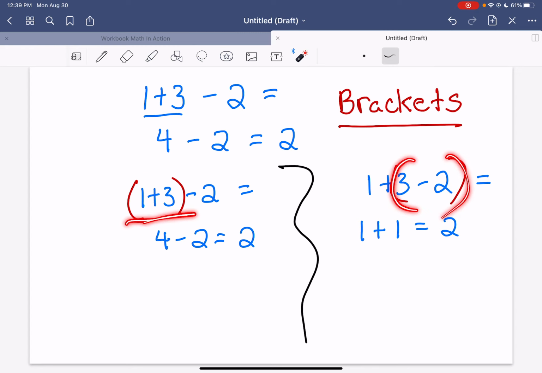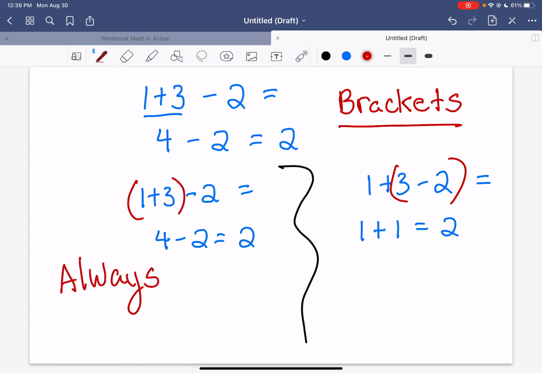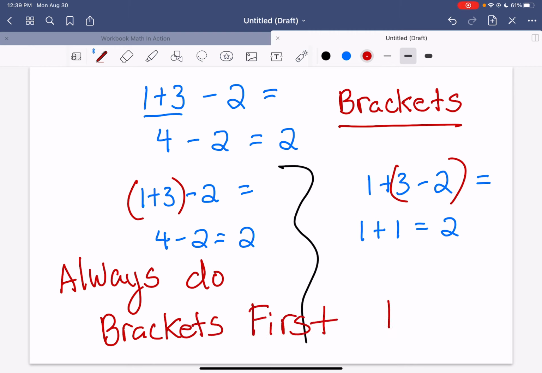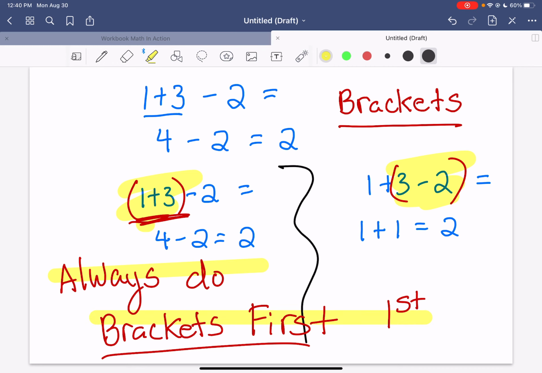Always do brackets first, right? Always do brackets first. Okay, always do brackets first, right? This is more important. All right, let me highlight it. All right, we're always going to do this part first. Brackets first. Always do brackets first.